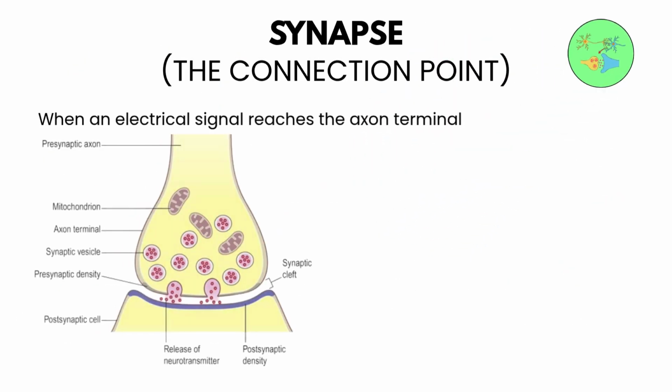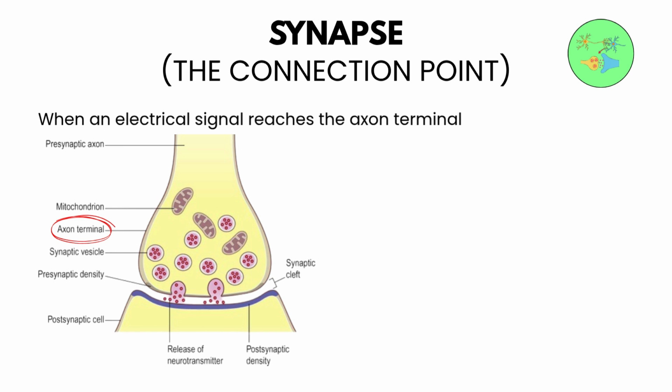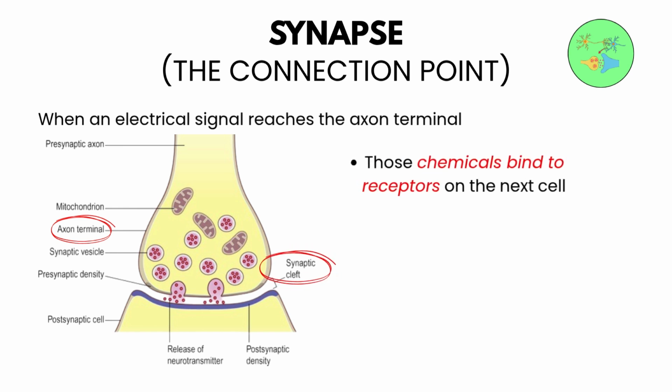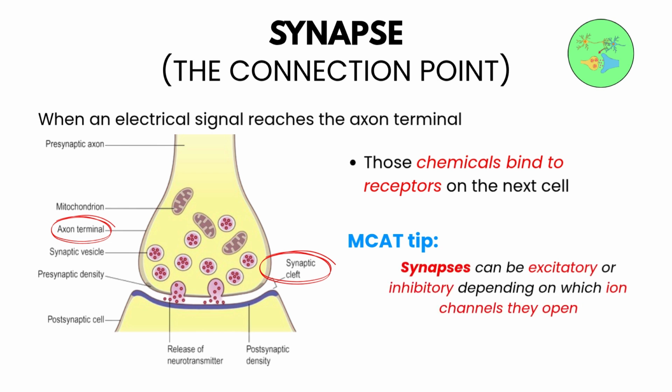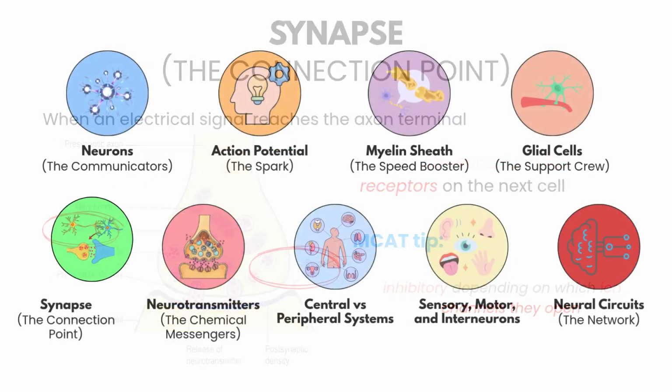Synapse, the connection point. When an electrical signal reaches the axon terminal, it triggers neurotransmitters to release into the synaptic cleft. Those chemicals bind to receptors on the next cell. That's how neurons talk. MCAT tip: synapses can be excitatory or inhibitory depending on which ion channels they open.